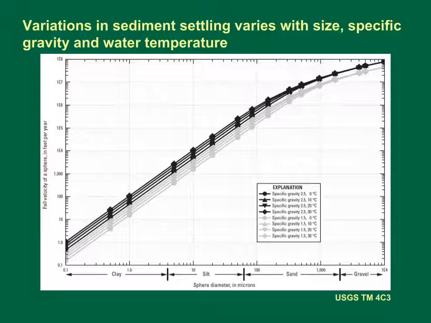The fall velocity in feet per year is shown on the vertical axis, and the sphere diameter is shown on the horizontal axis. Fall velocity varies by 9 orders of magnitude as grain size varies over 5 orders of magnitude. Increasing the specific gravity from 1.5 to 2.5 about doubles the fall velocity for a given grain size and water temperature. Increasing the temperature from 0 to 30 degrees C about doubles the fall velocity for a given grain size and specific gravity. Studies indicate that the specific gravity of highway runoff solids ranges from about 1.6 to 1.75.